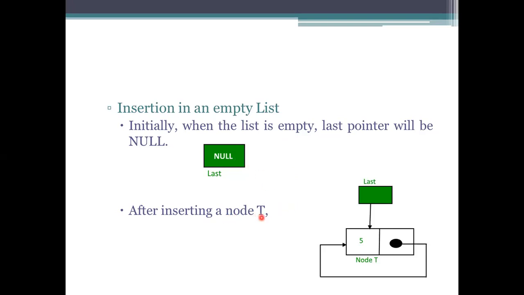After that, we are inserting a node T. What does T have? T has an element 5 and a pointer. This pointer will point to the next one, but we don't have any next node here. So the next pointer will be itself only, because it's circular.